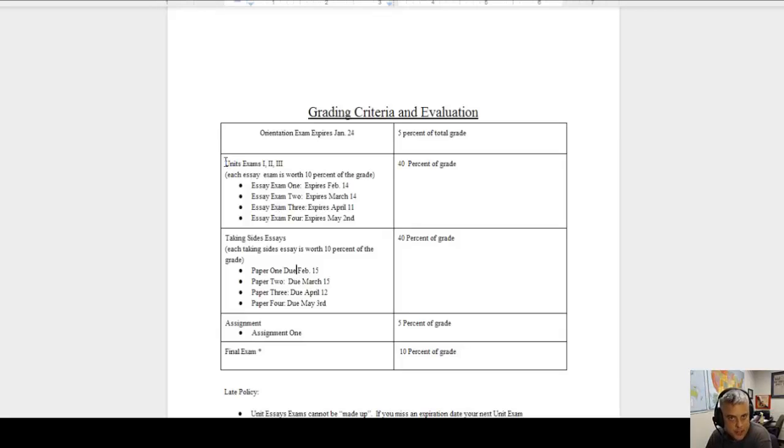Each exam is worth 10% of your grade, and each essay is worth 10% of your grade. So there's 4 exams and there are 4 essays. So altogether for the exams, it's 40% of your grade, and all told for the essays, it's 40% of your grade.